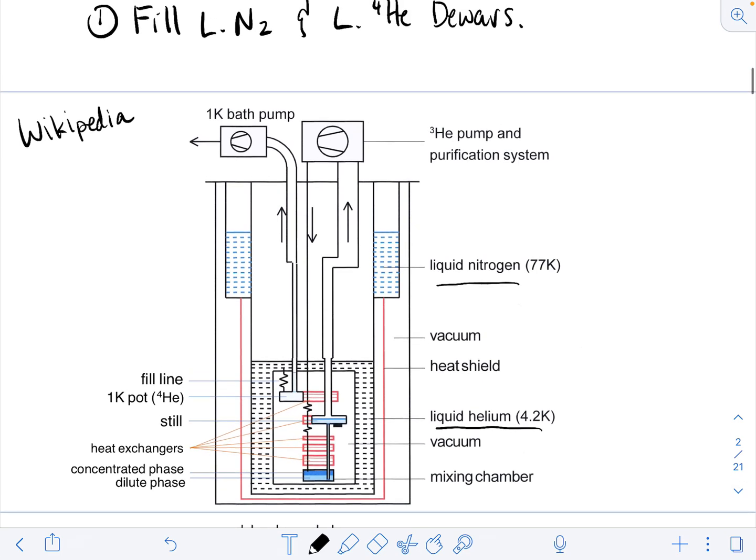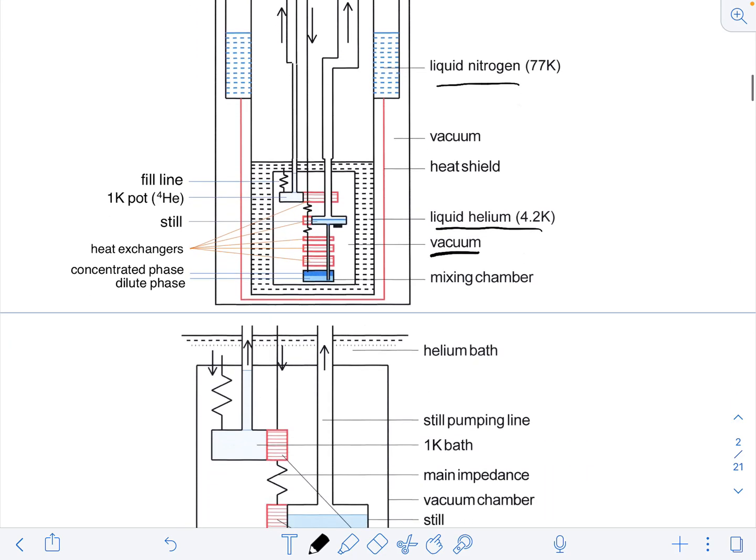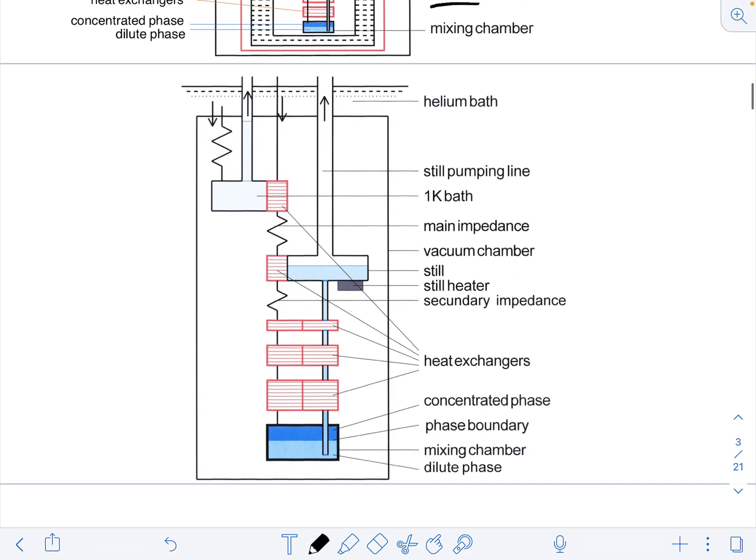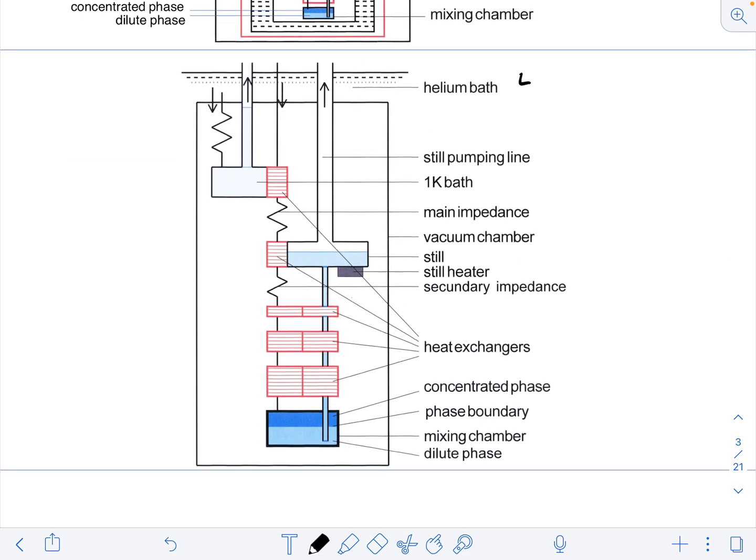Okay, you'll notice that there's an interior vacuum space here. And so that interior vacuum space contains the main components of the dilution refrigerator. And so what I want to do is I'm going to show you an image that just highlights everything that's inside that interior vacuum space that's surrounded by liquid helium. And so here's our liquid helium bath on the outside of this vacuum space, and so it's at 4.2 Kelvin. Okay, and so inside we have a bunch of stuff.